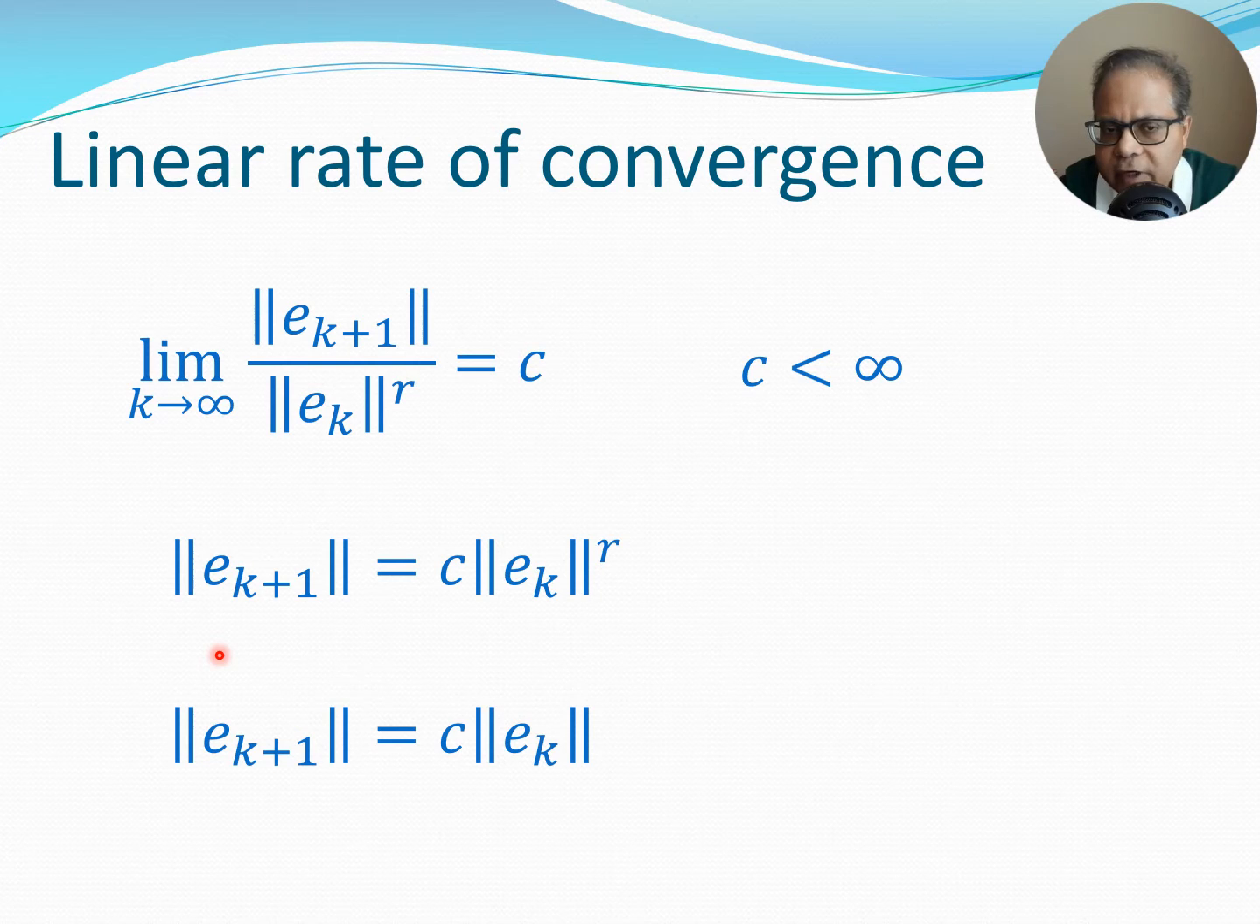So when the rate of convergence is 1, you have this equation: the norm of ek plus 1 equals c, the rate constant, times the norm of ek. This should certainly hold for the steepest descent method, which is known to have linear rate of convergence.